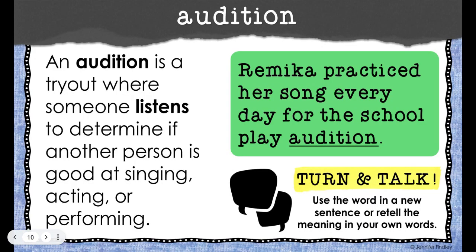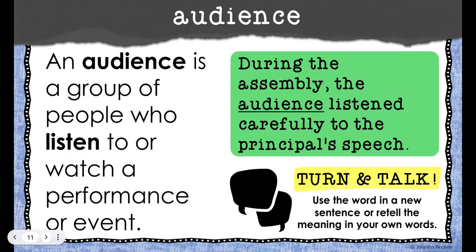Audition. An audition is a tryout where someone listens to determine if another person is good at singing, acting, or performing. So an example sentence would be, Remika practiced her song every day for the school play audition. So an example at our school is, each year we have a talent show. And if you want to participate in the talent show, you have to submit an audition tape where the teachers who are in charge of the talent show listen and then decide who is capable or best fit for being in our talent show.